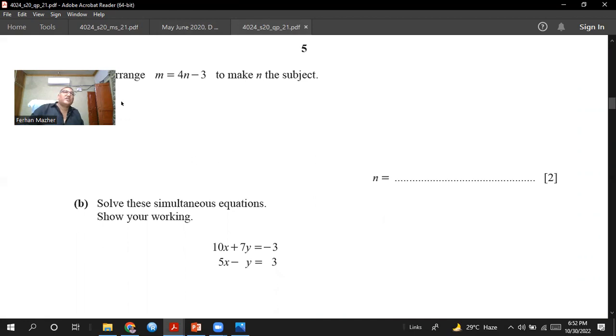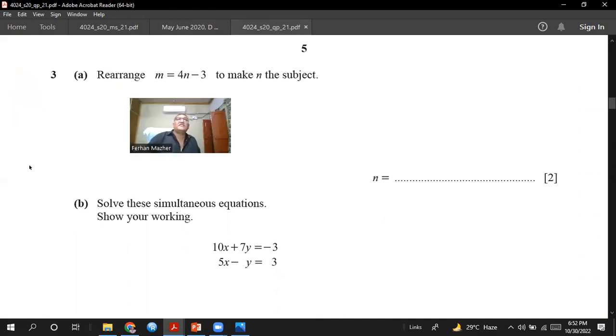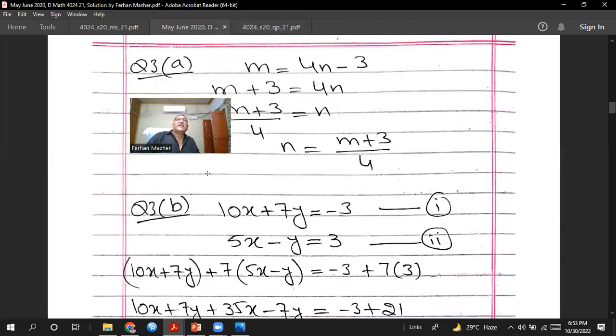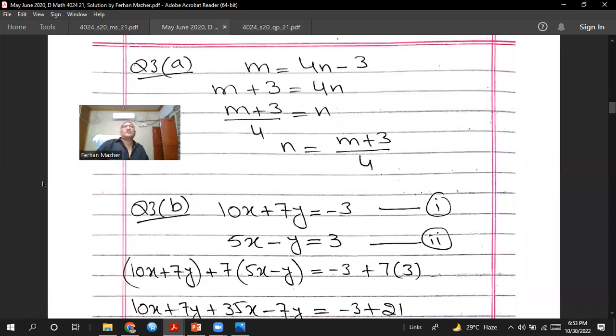The question number 3 is coming up on your screen. He says, rearrange m equals 4n minus 3 to make n the subject. Okay, so very simple and straightforward question. So this is the A part. So here we come. Question number 3, A part.